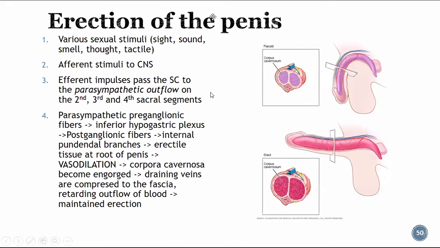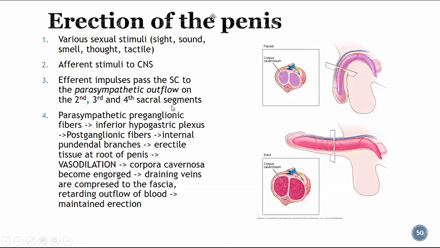For the erection of the penis, it starts with various sexual stimuli. When you see something, hear something, smell, sometimes thought, and touch would stimulate your senses. This gives off afferent stimuli to your brain, to your CNS. In turn, your CNS will give off efferent impulses passing to the spinal cord, to the parasympathetic outflow on the second, third, and fourth sacral segments. This is predominantly a parasympathetic phenomenon.